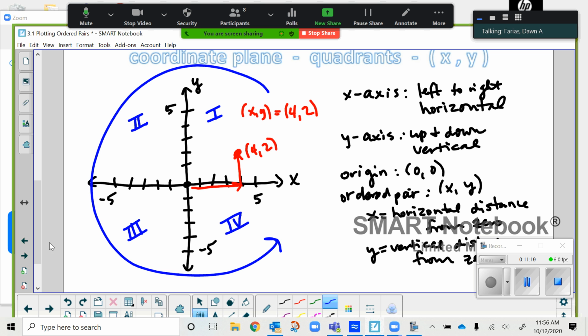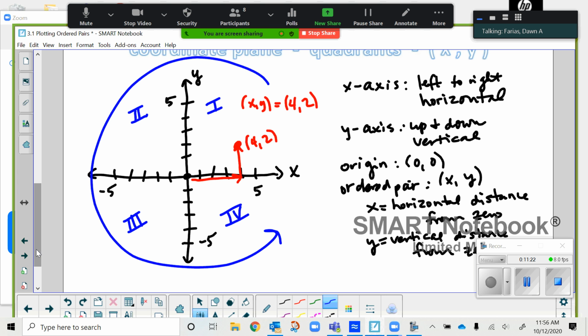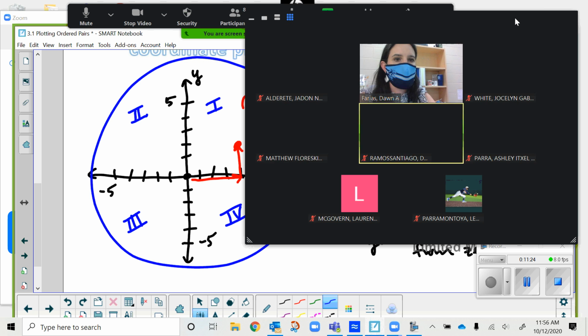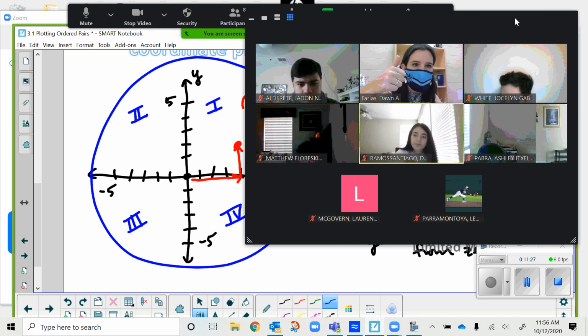Does anybody need the screen up anymore before I switch? Zoomers, are you good? Can I switch screens? Okay.